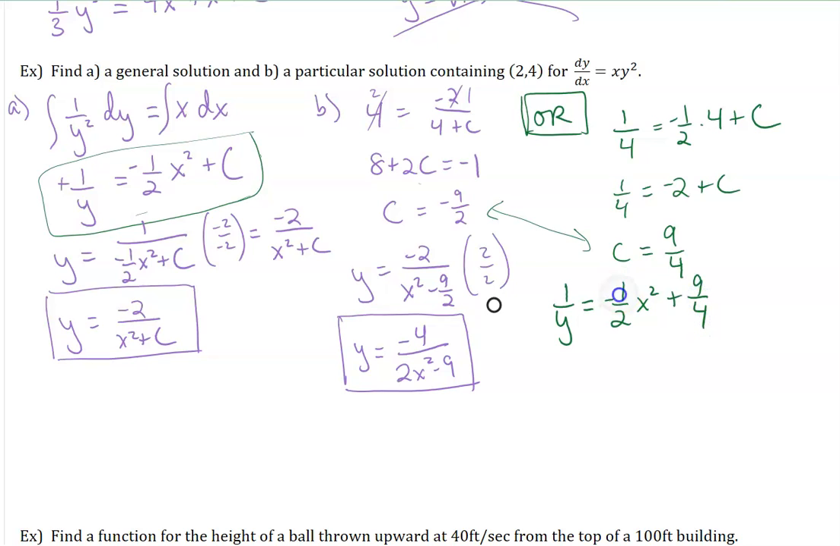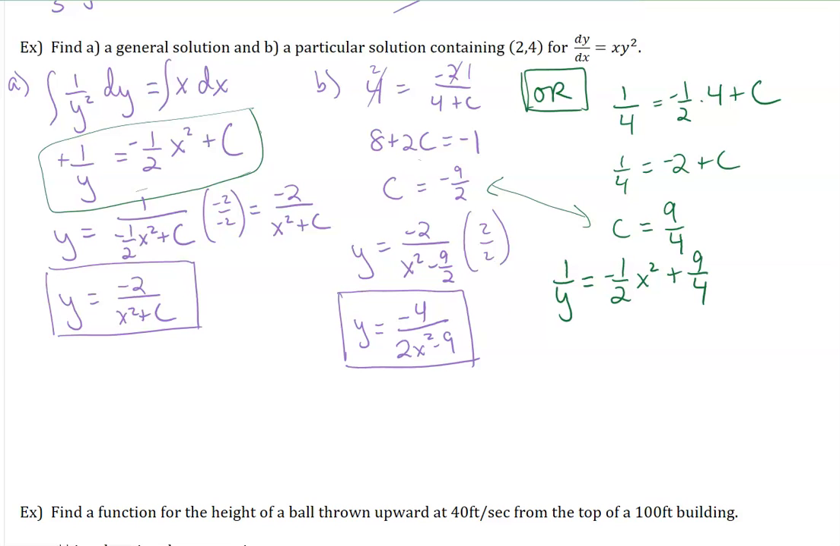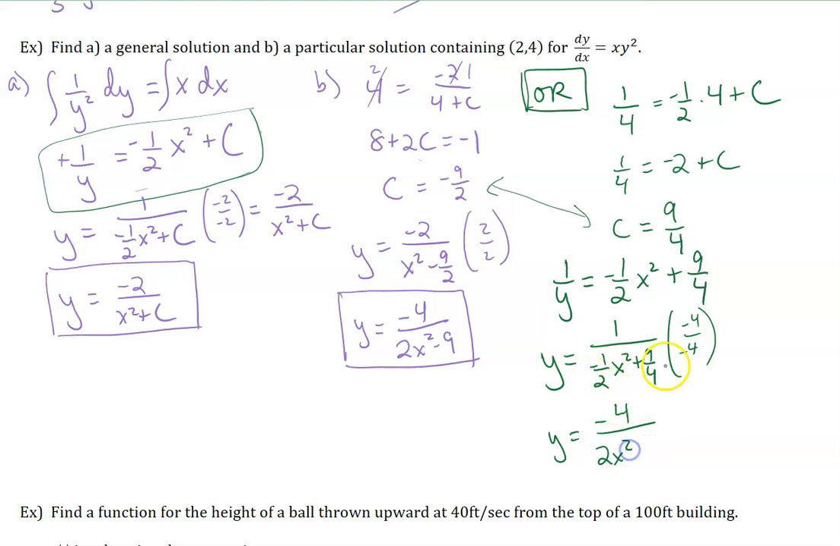And then take the reciprocal of both sides, so y equals 1 over -1/2 x squared plus 9/4. I'm going to multiply by -4 over -4 to get those complex fractions out of there and get rid of that negative. And I get y equals -4 over 2x squared, the 4's cancel out, -9. So as you can see, we do have the same function, but we went about solving it different ways.